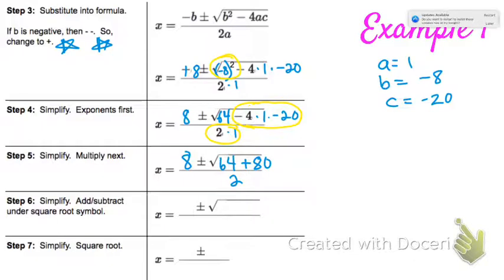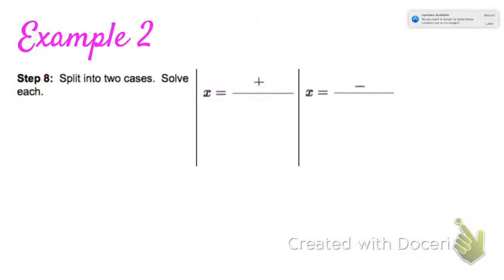Now I'm going to just add what's underneath the square root, so then I can end up taking the square root, and I know that 64 plus 80 is 144. At this point, I can take the square root. The square root of 144 is 12. So this is 8 plus or minus 12 divided by 2. I can split this up into 2 equations. So 8 plus 12 divided by 2, and 8 minus 12 divided by 2.